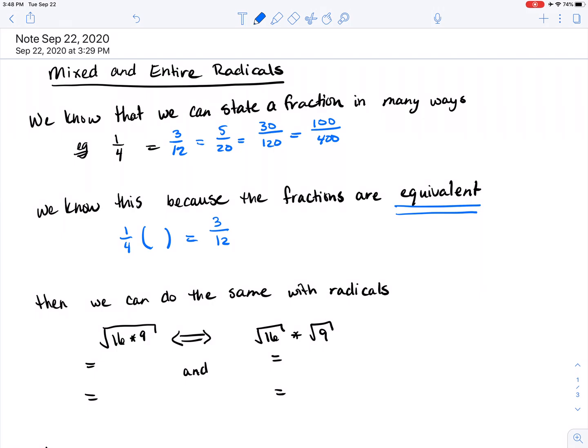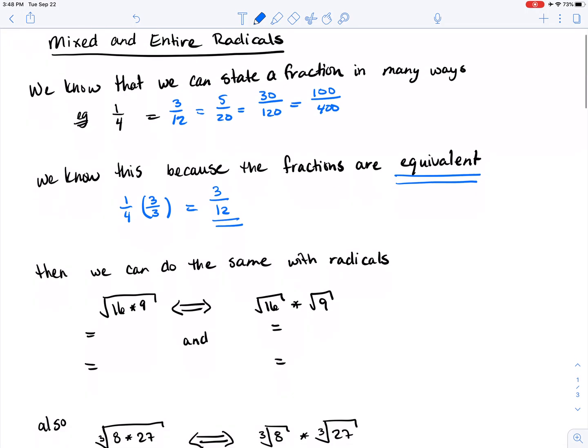How do we know these are equivalent? Because we know that we can change a fraction by multiplying by 1. So if I take 1/4 and multiply by 3 over 3, it'll equal 3 over 12. And that's how I ended up getting there. We can do the same thing with radicals. We can make equivalent statements.